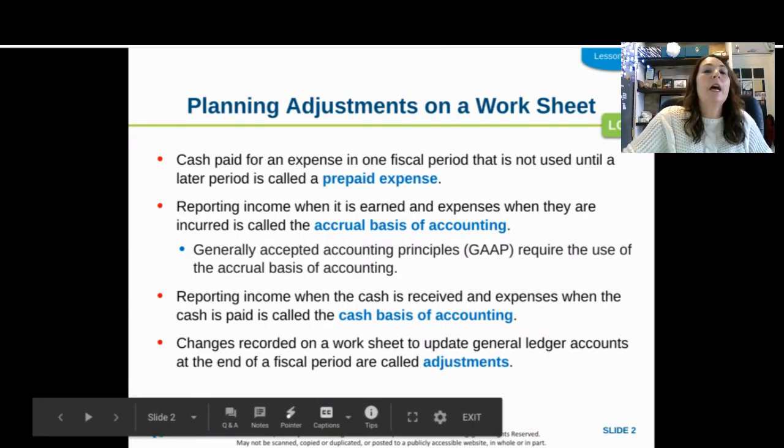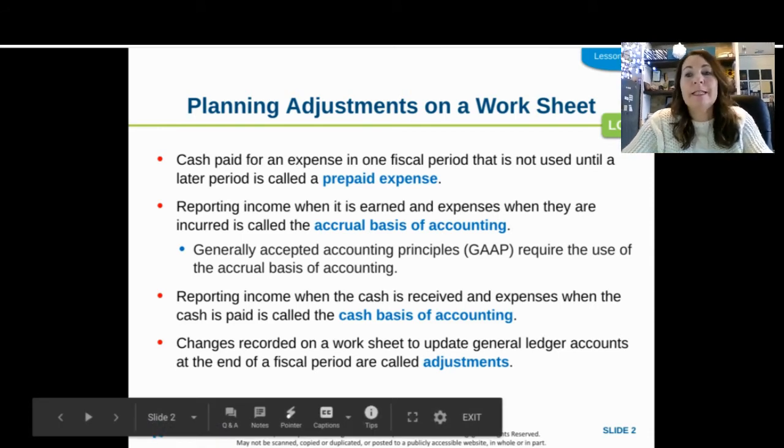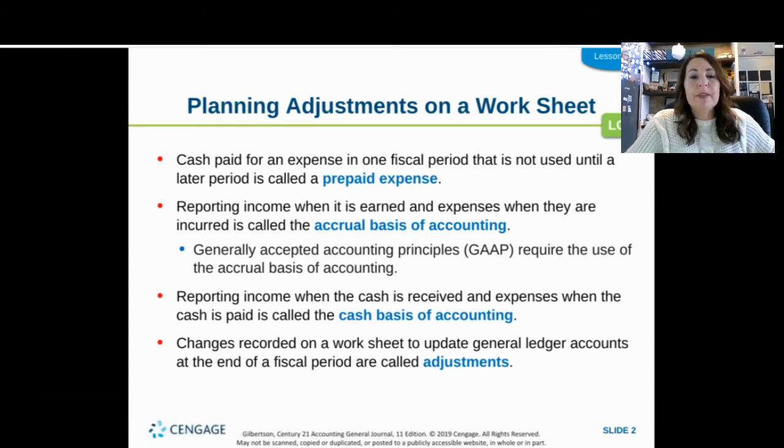So there's a lot of terminology for this lesson. However, there's not necessarily a lot of work for it. Whenever we're planning the adjustments, first of all, cash paid for an expense in one fiscal period that's not used until the later period is called a prepaid expense. Like all of that prepaid insurance that we did. Also supplies, we might have bought this period, but not used them till next period.